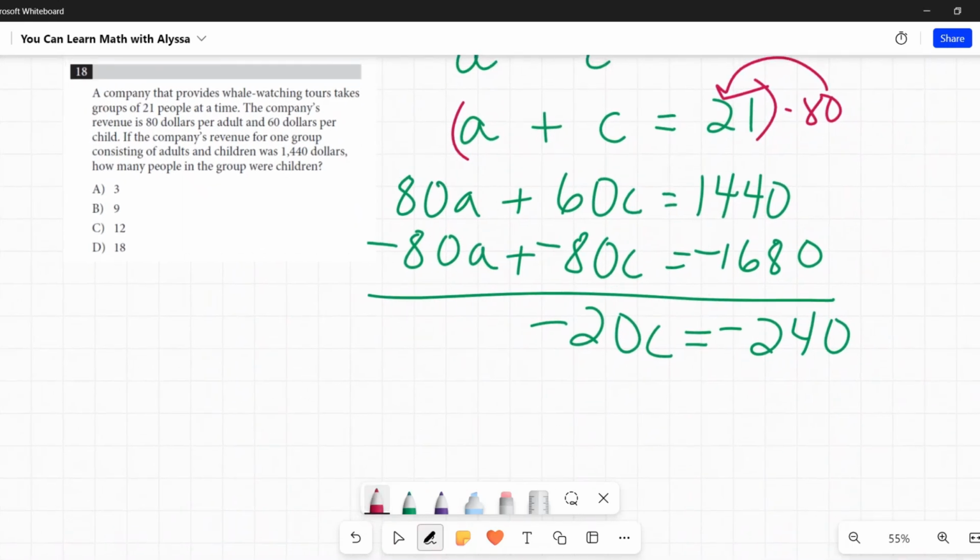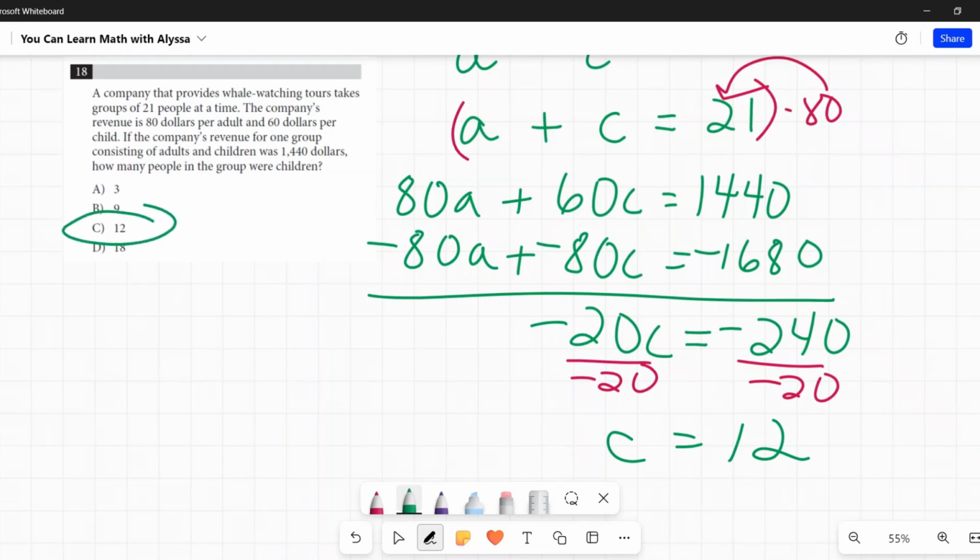So to solve for C, since it's negative 20 times C, I need to divide both sides by negative 20. And I get that C is equal to 12. So there were 12 children in that group. C is my answer. See, we didn't even have to solve for the number of adults.